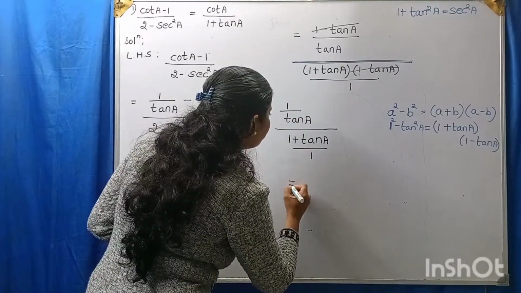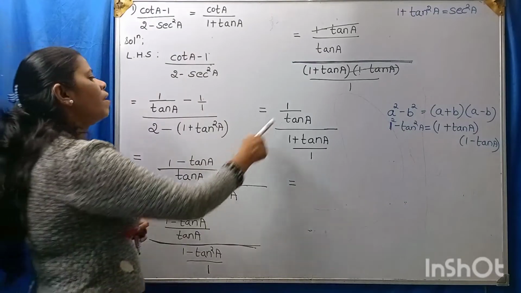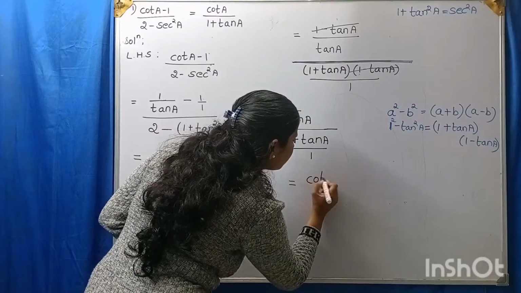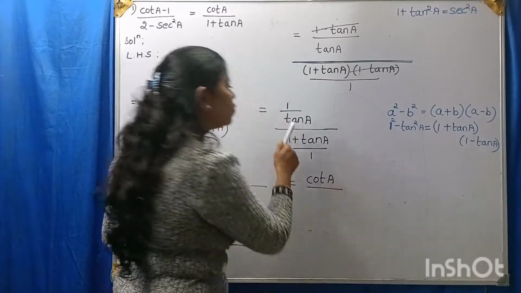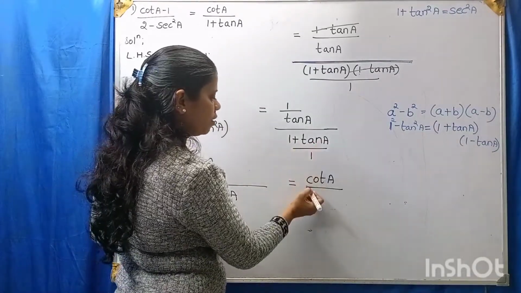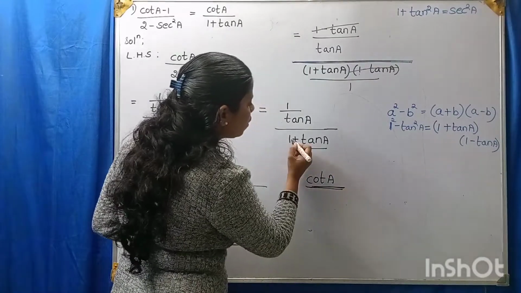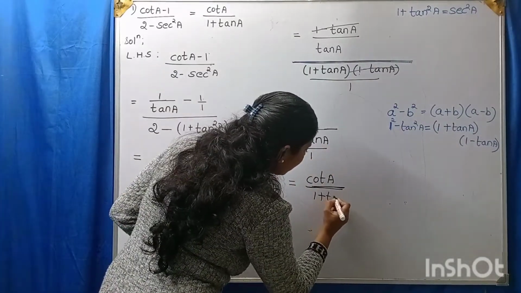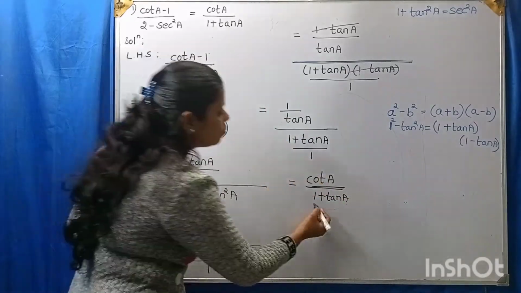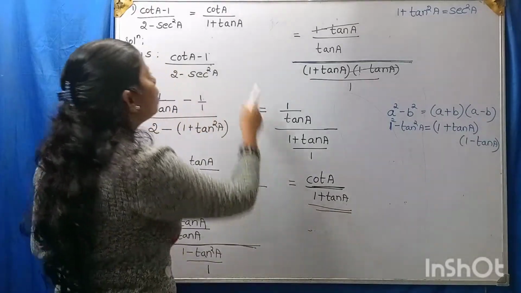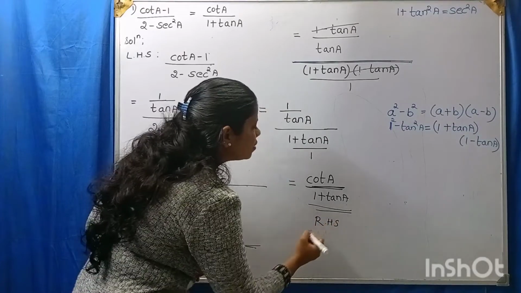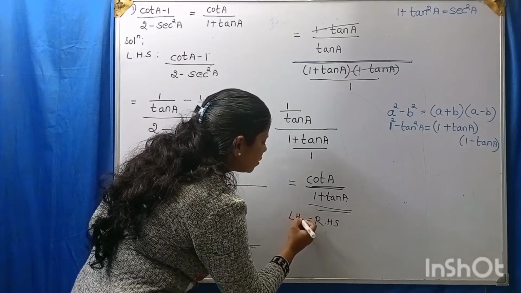Now, here, 1 by tan A, I can write it as cot A, because we know that 1 by tan A is cot A. Whole divided by, I have written already. Okay, whole divided by 1 plus tan A. This one is in the denominator, so no need to write. This is what our RHS is. Okay, we proved that LHS is equal to RHS.